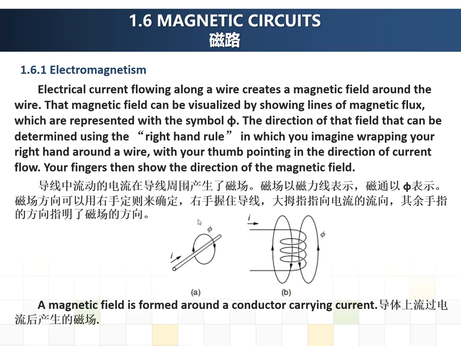A magnetic field is formed around a conductor carrying current. As shown in figure B, this is a conductor carrying a current. Then this shows the magnetic field.